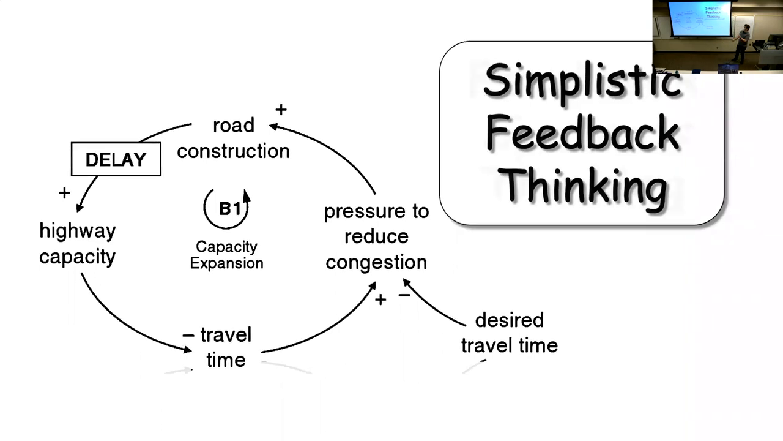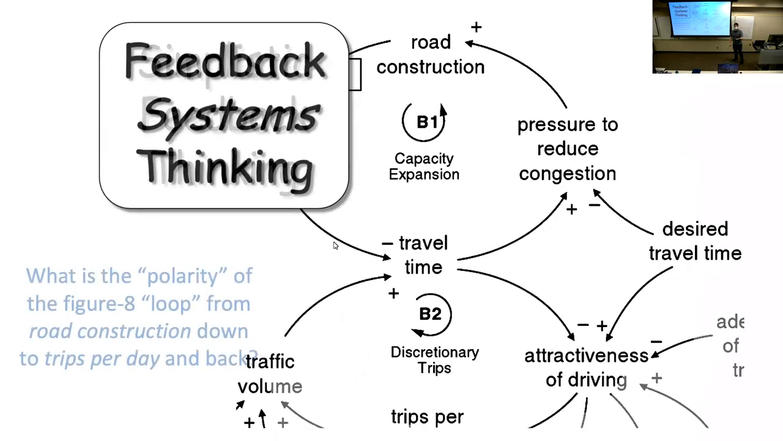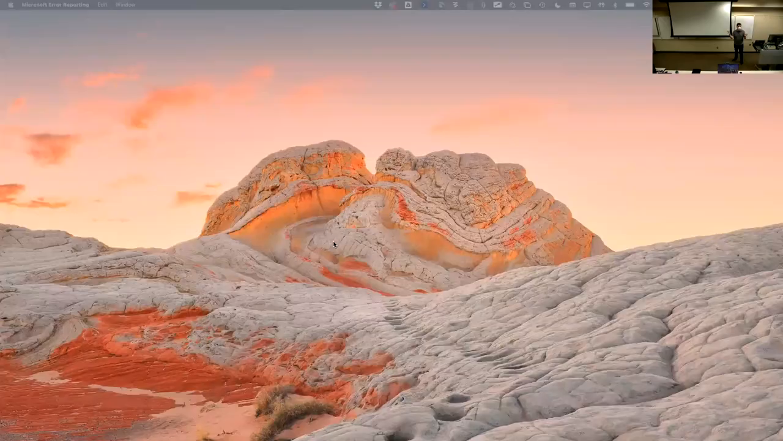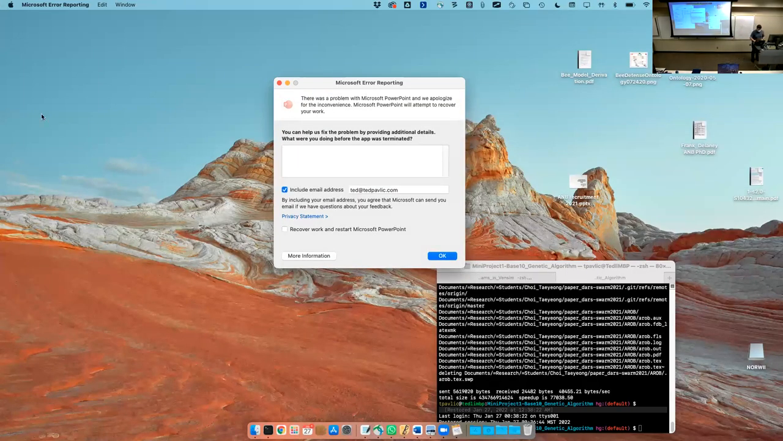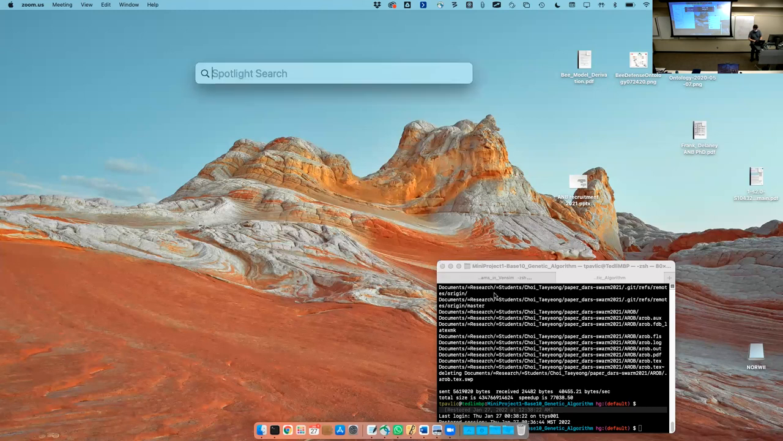So if we zoom out a little bit farther and include more variables in the boundary of our system, so we use this term boundary a lot, then, let's start PowerPoint once more.